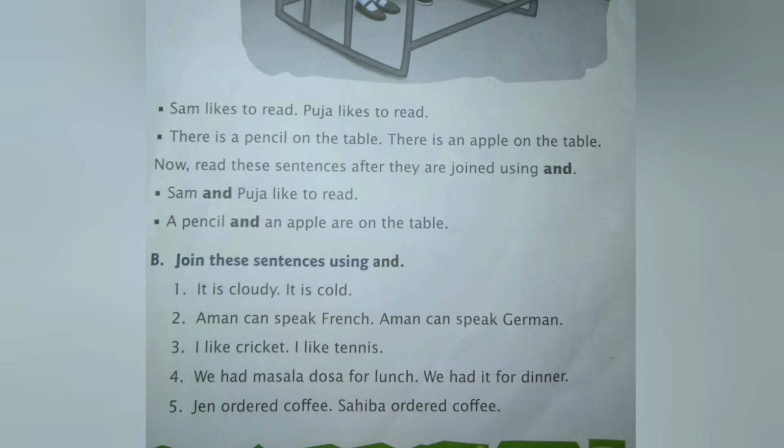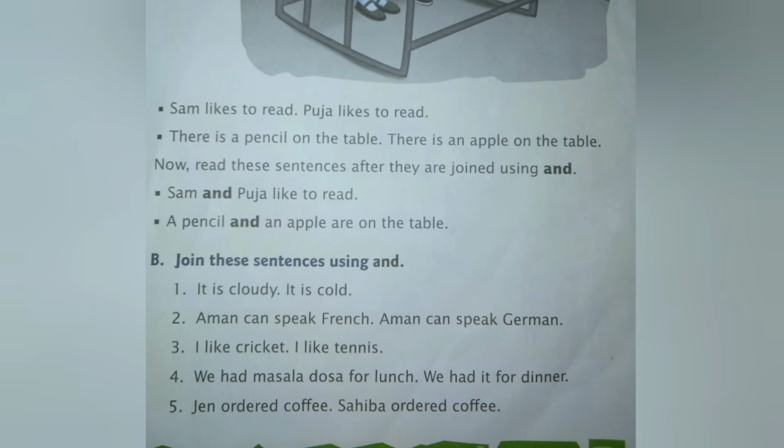Second one, Aman can speak French. Aman can speak German. So French and German. Speak French and speak German. What does that mean? That means language. Yes, so here what's common? Both sentences are talking about the person named Aman. So now it's all about Aman. So this is a common thing. What are they saying? How many languages does he know? How many languages does he speak?